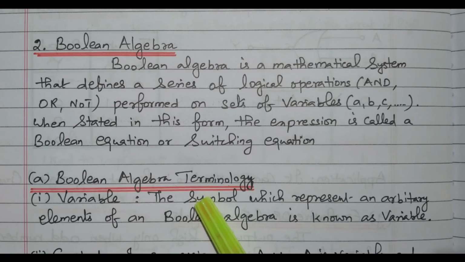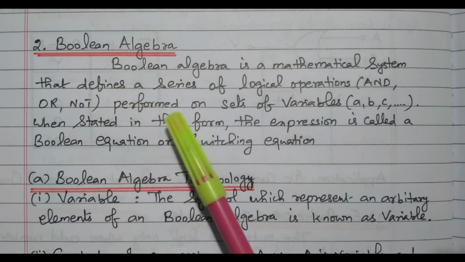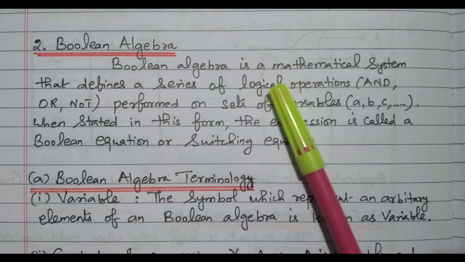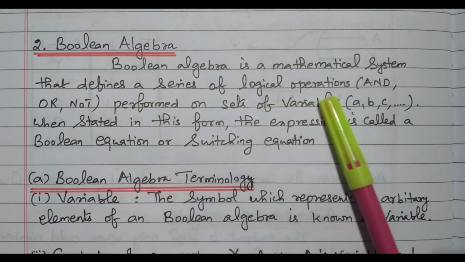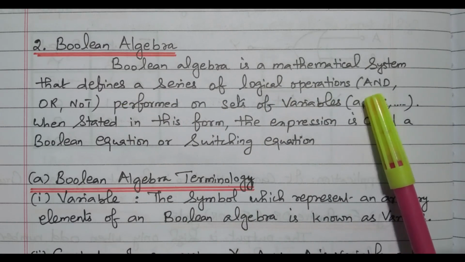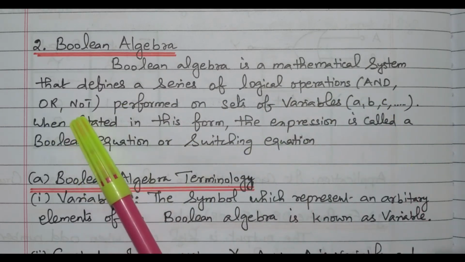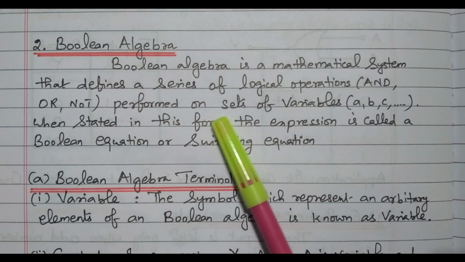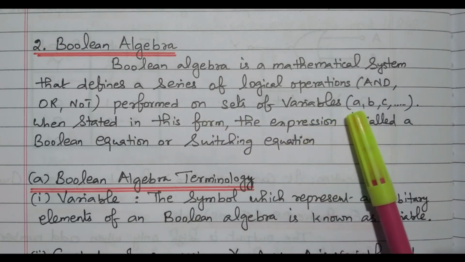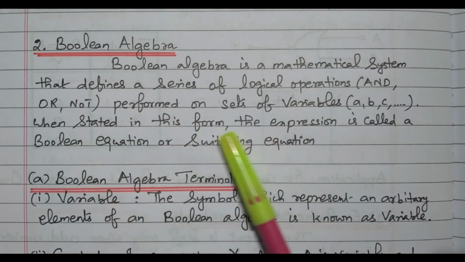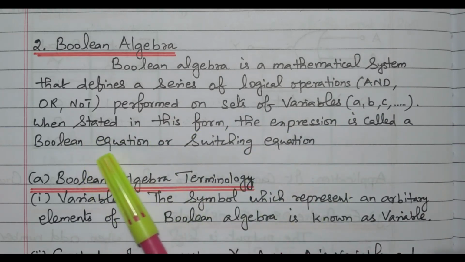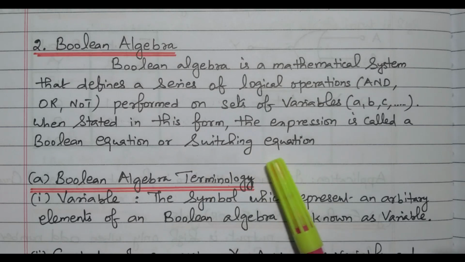Now we'll go to the topic. First we'll see what is Boolean algebra. Boolean algebra is a mathematical system that defines a series of logical operations, that is AND operation, OR operation and NOT operation, performed on a set of variables A, B, C. When stated in this form, the expression is called the Boolean equation or switching equation.